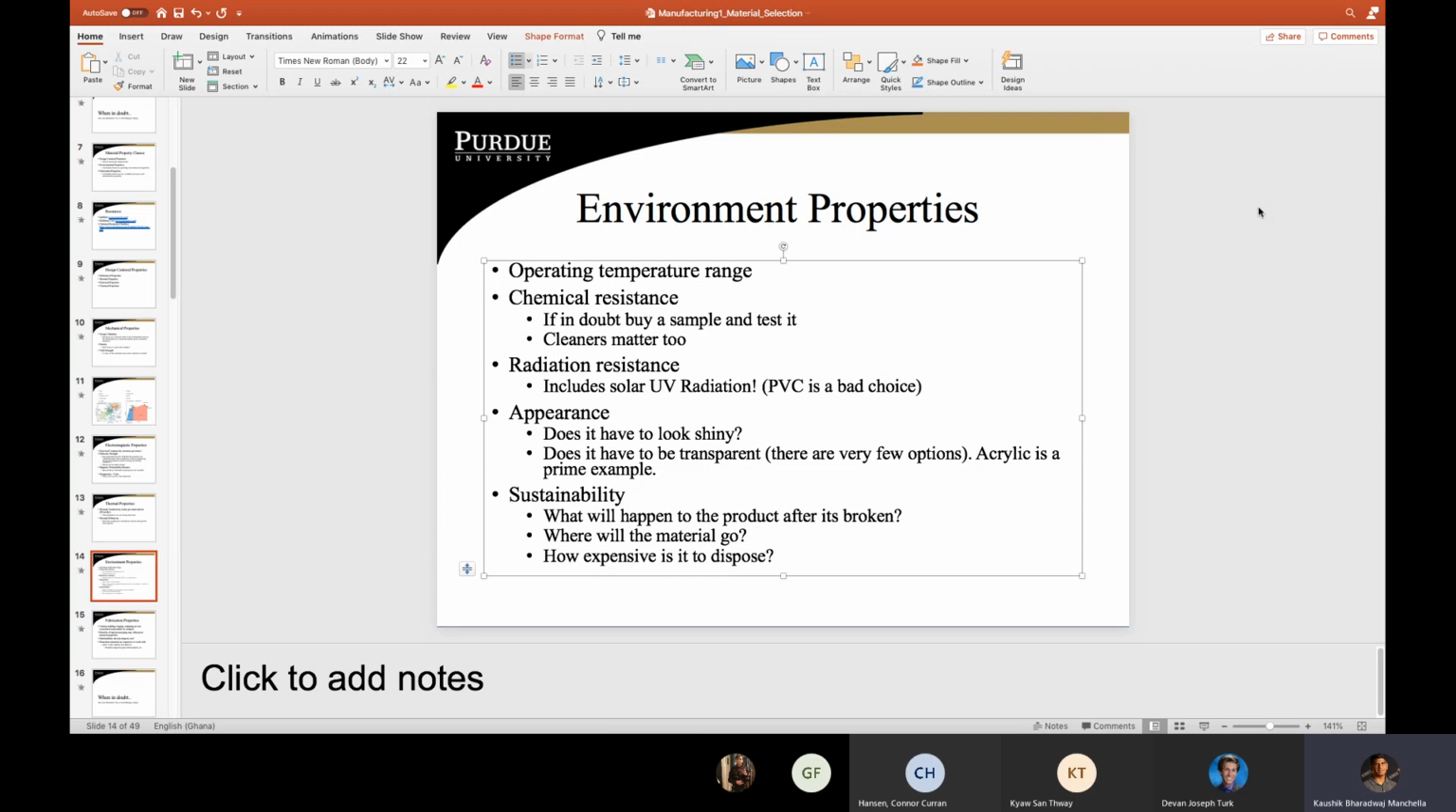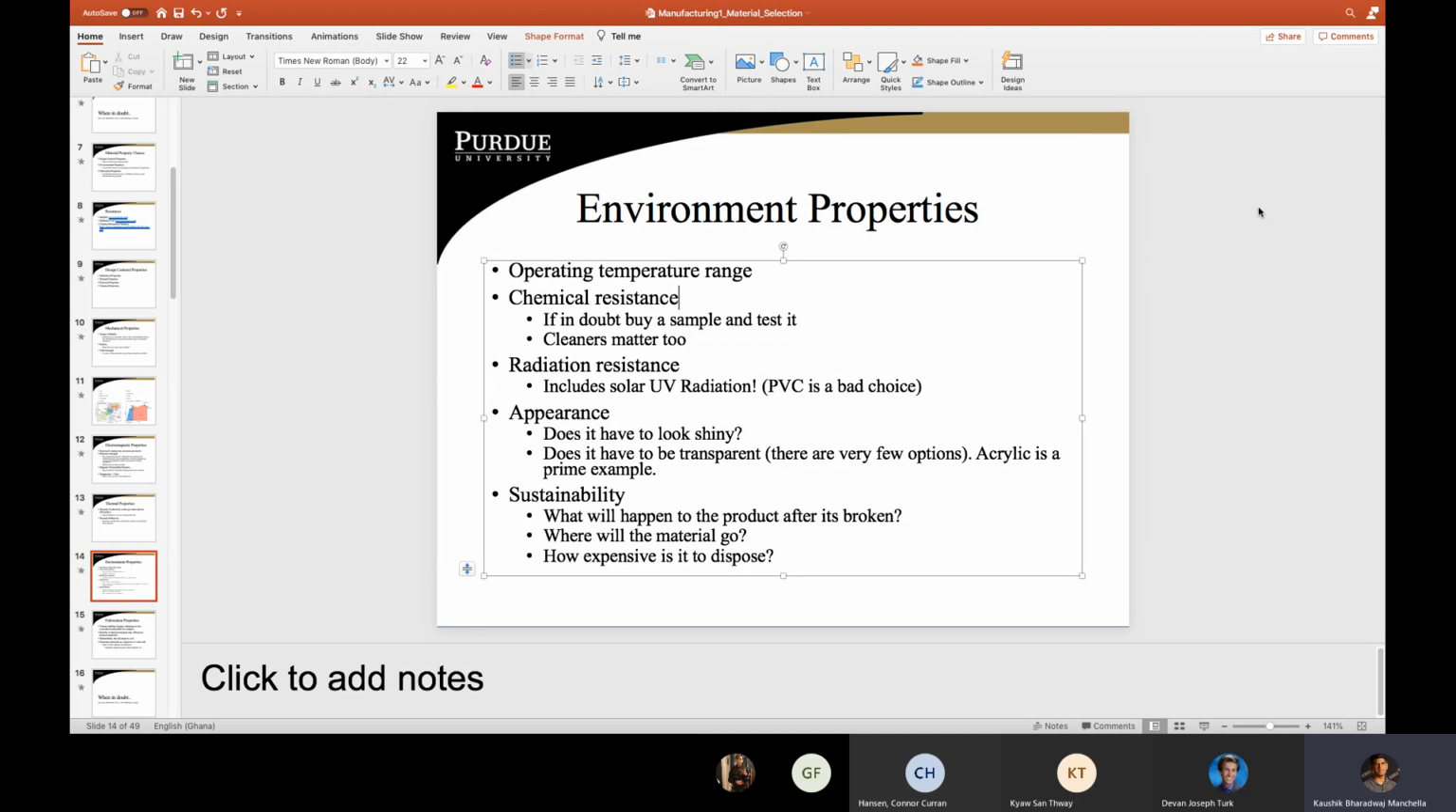Another thing is obviously appearance. Does it have to look shiny? Does it have to be transparent? There's actually not too many options available when you're trying to have something built that is transparent. But acrylic is something that is readily accessible, and we have a laser cutter in EPICS, so you can easily have that machined. So if there's anything transparent that you would have to manufacture, keep in mind acrylic is always an option.